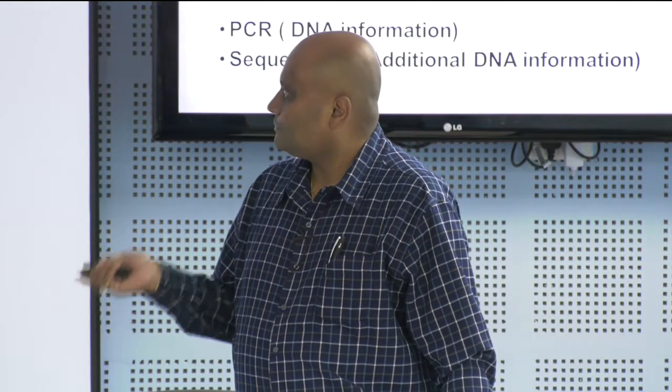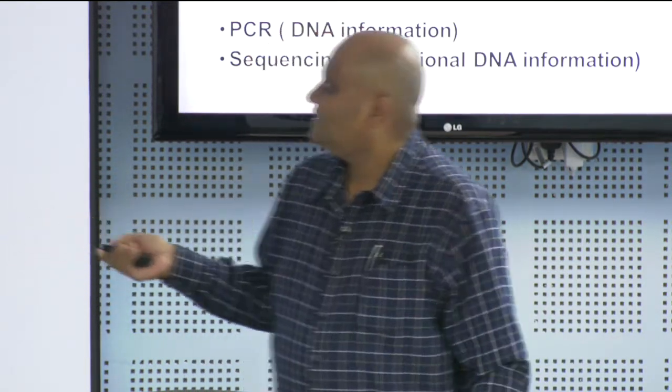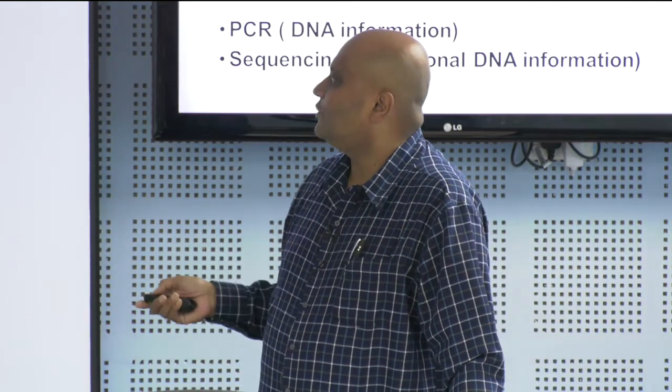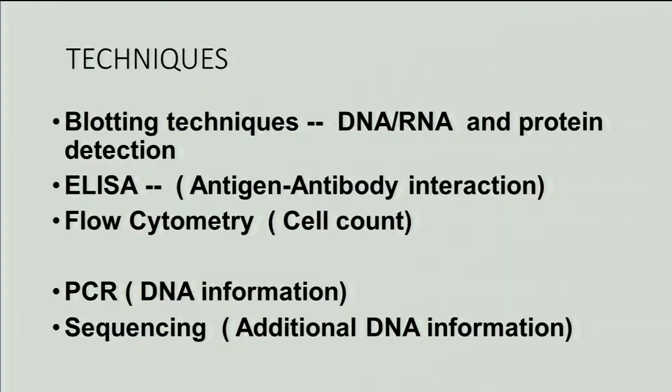All these new techniques, I wouldn't call it new, but if you look at all these new techniques, we would talk about the blotting techniques, the ELISA, flow cytometry, PCR, and then finally sequencing. So you see, that is one of the reasons why we say biology is the science for the 21st century. All these techniques have only come out in the 1970s, 1980s.